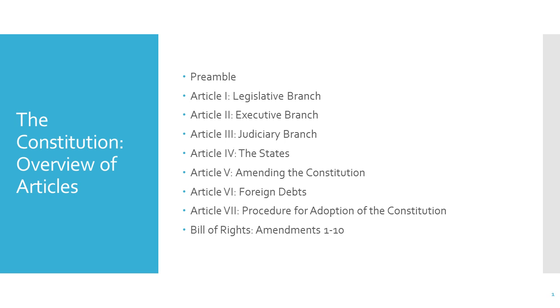Article 6 pertains to foreign debts incurred prior to the writing of the Constitution, so it is not something that you need to know very much about. Article 7 talks about the process to adopt the Constitution, which you already know about. It also includes the signatures of all the delegates at the Constitutional Convention. And then the next section is the Bill of Rights, which we will talk about at another time.